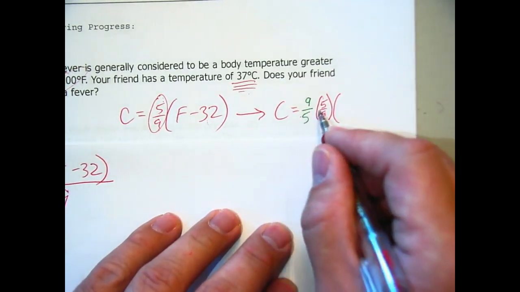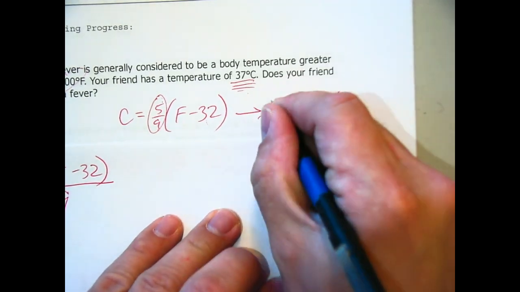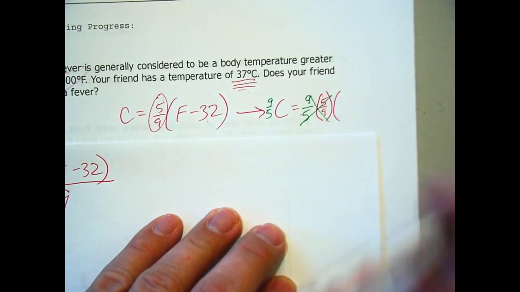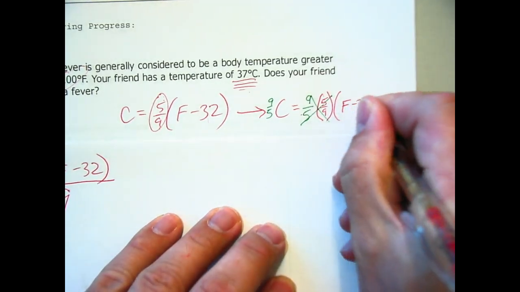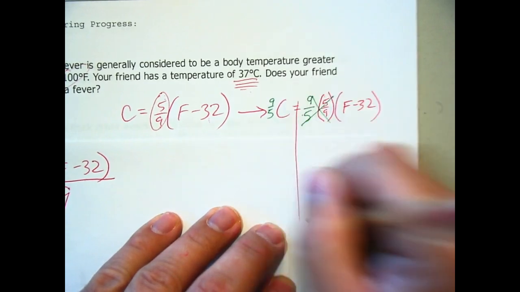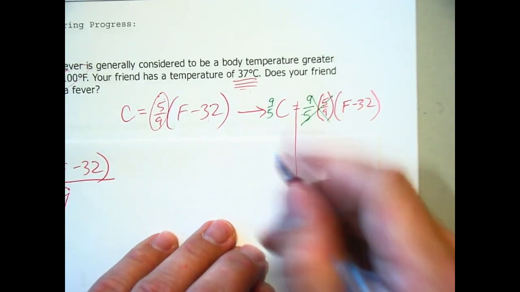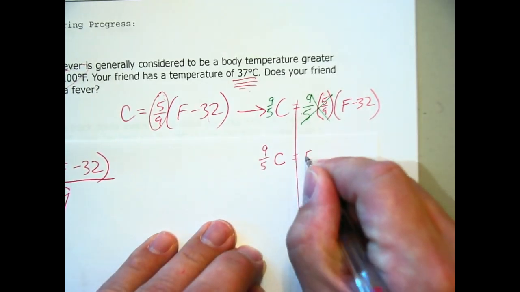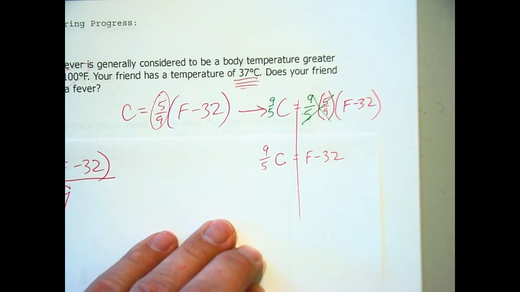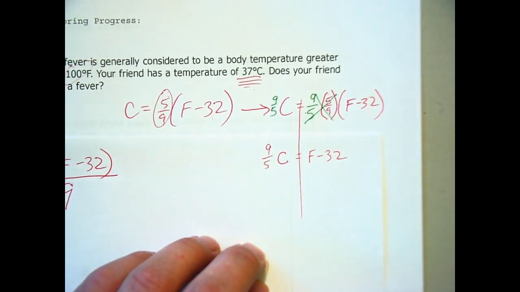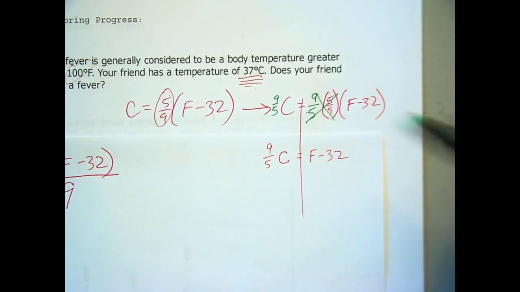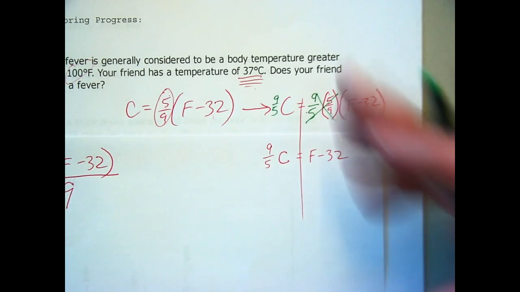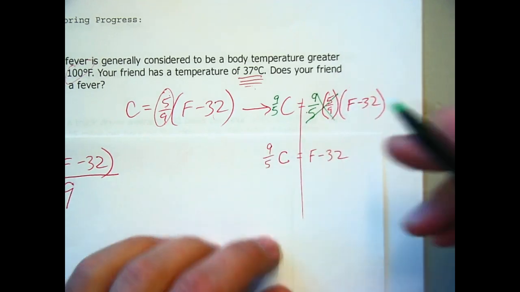But whatever I do to one side of the equation, I have to do to the other. So it's nice, I get rid of that, and I'm left with just the F minus 32. I have to do that over here as well. So now I have 9/5 of C equals F minus 32. We won't change it to a mixed number. We're going to leave it as improper. We usually use improper fractions in algebra. They're easier to deal with.